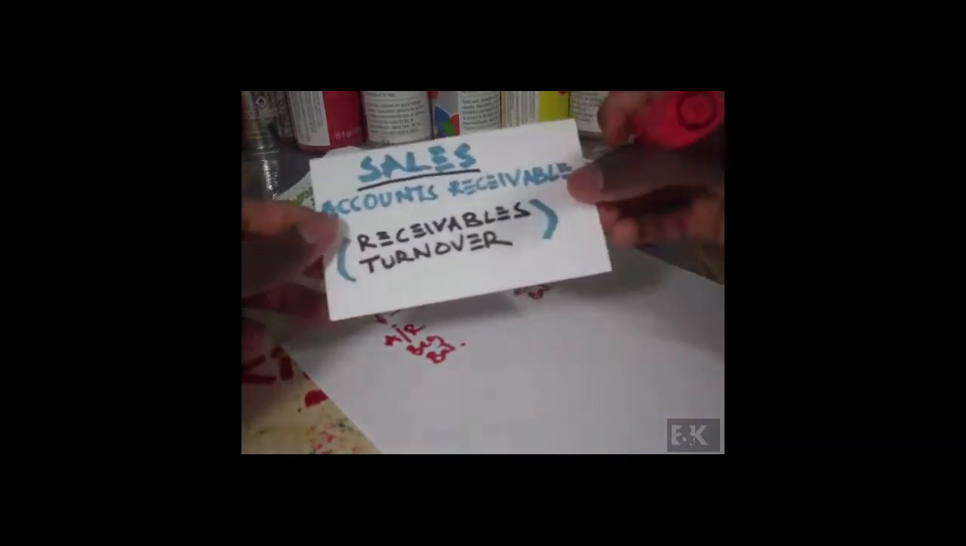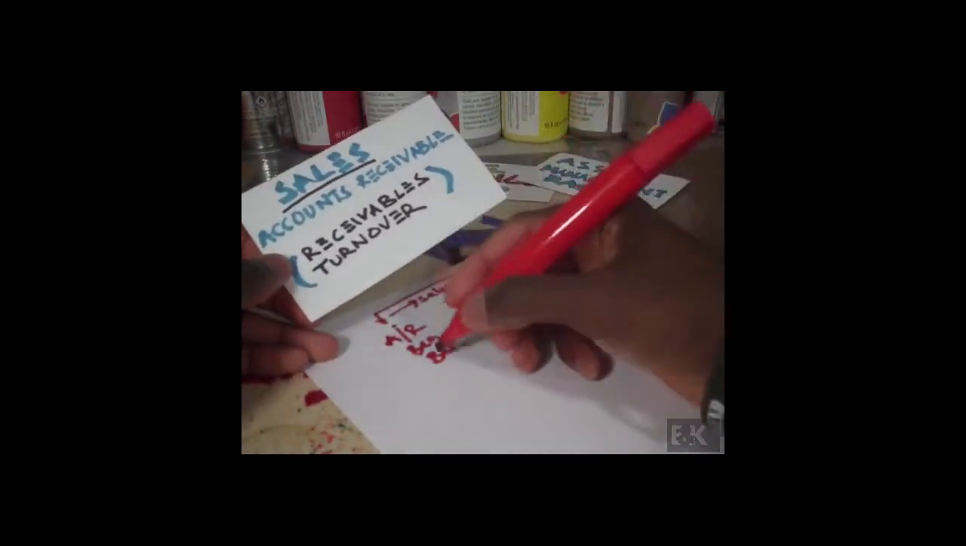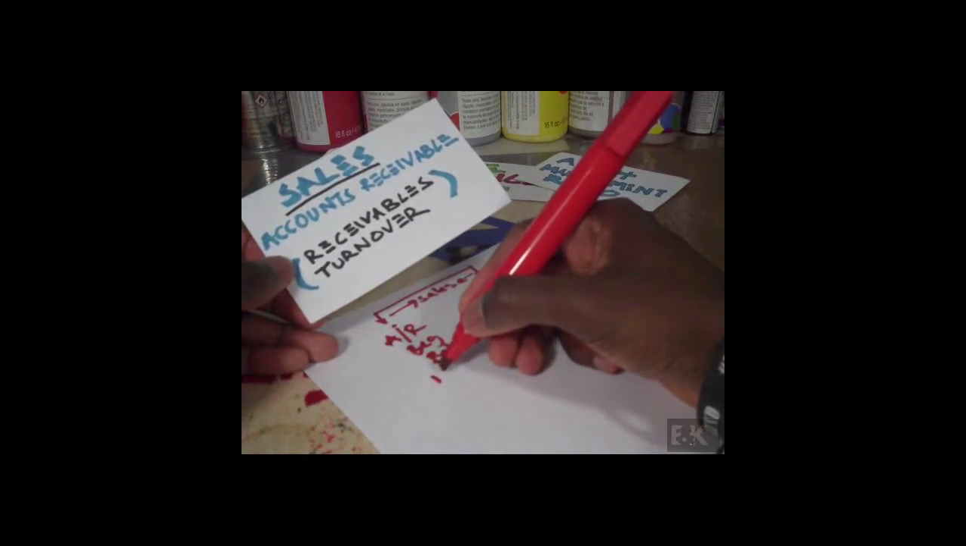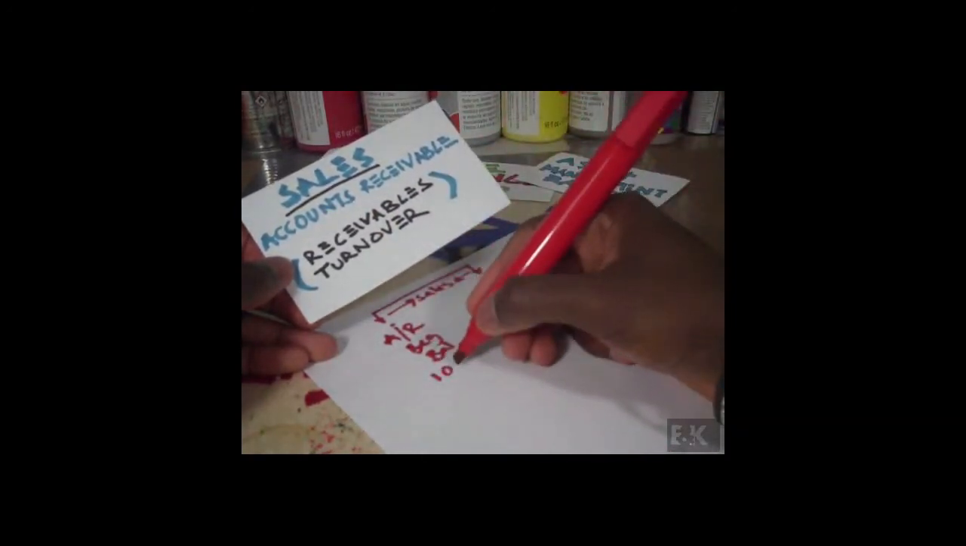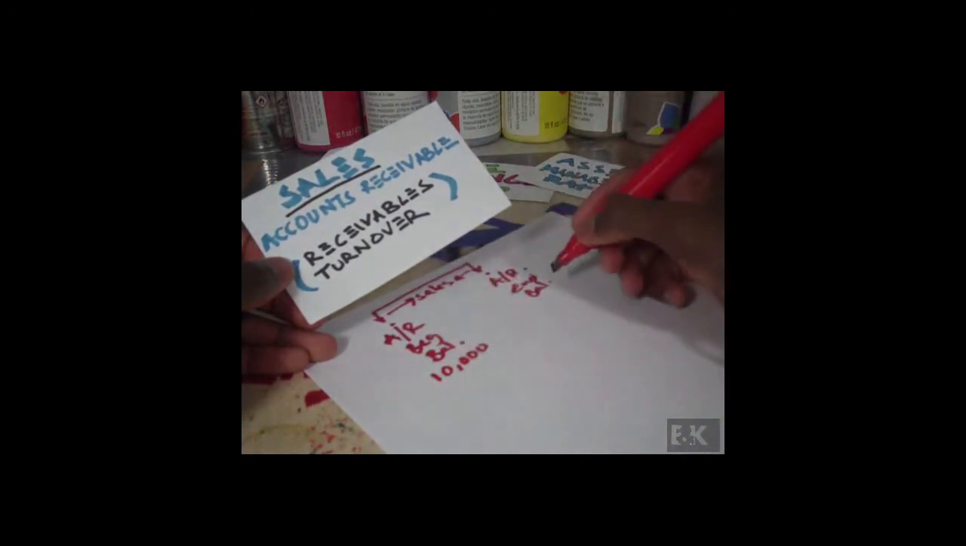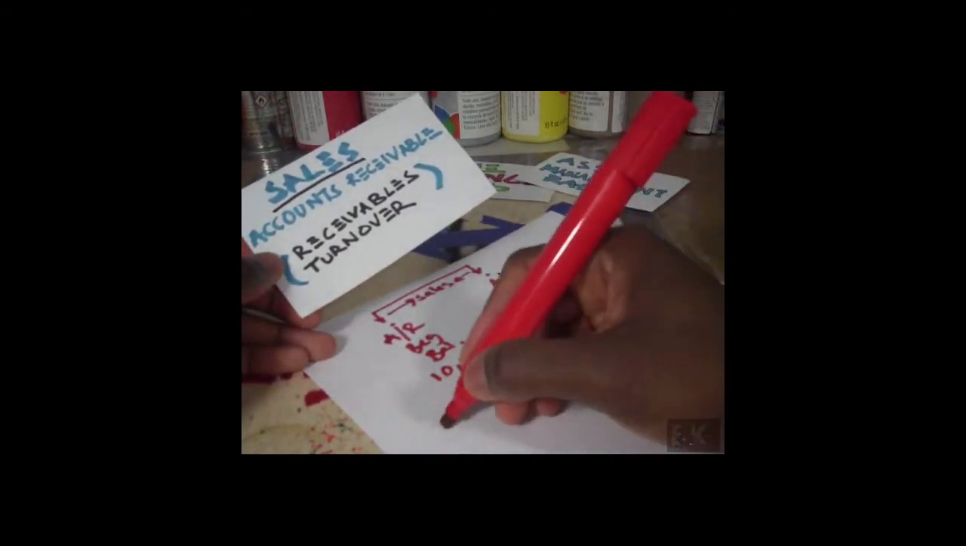So how does this ratio work? We're going to have an example now. So let's say in the beginning, we were owed, before we even started business for this period, we were owed $10,000. By the end of the period, we were owed $30,000. How much did we actually sell? We'll say $100,000 worth of stuff.